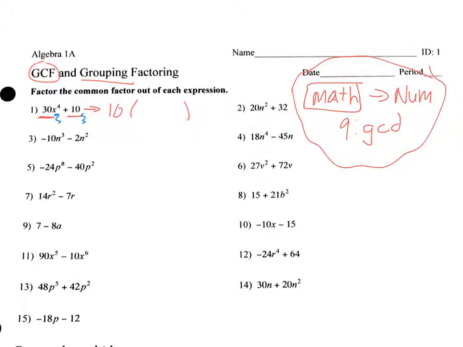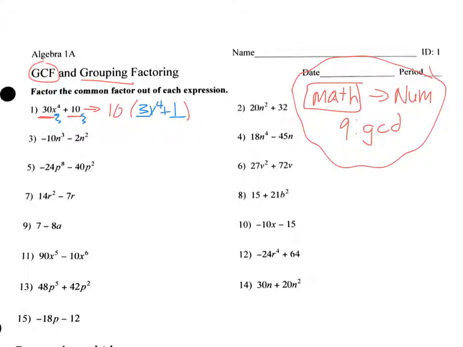You ask yourself, 10 times what would give you 30? And that would be 3. You didn't take any variables out, so there's still x to the 4th. Then you ask yourself, 10 times what would give you 10? That would be 1, and that's a positive.